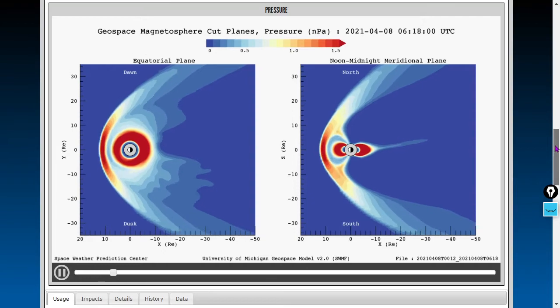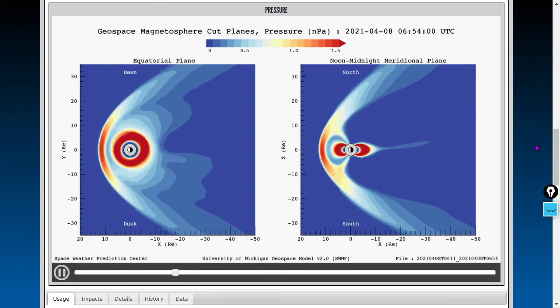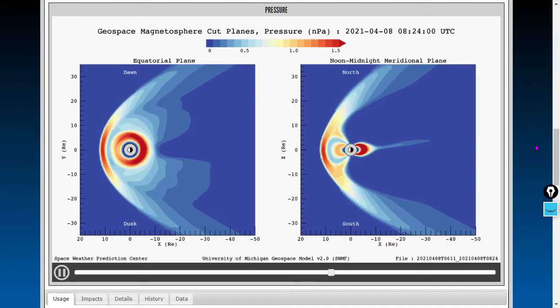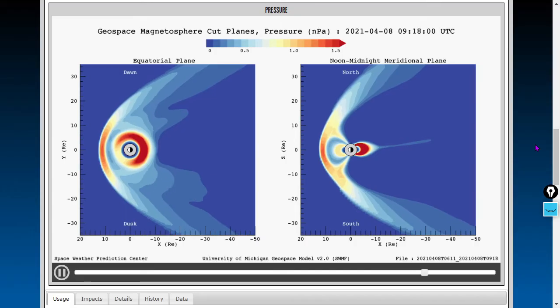Here's 4 hours of pressure data. Really, it's a model based on the space weather modeling framework. It's our geospace magnetosphere movie. And as you could expect to see from the solar wind, the last 4 hours here are fairly consistent. You may see a mild drop-off here in the pressure over the past 4 hours, and indeed you do.